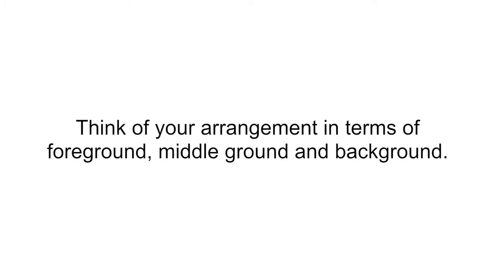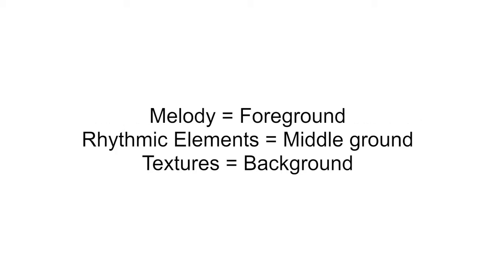Another concept to keep in mind, especially when mixing a track, is to think of your elements in terms of foreground, middle ground, and background. Usually your main melody would be in the foreground. Your rhythmic elements, like guitar and drums, would be in your middle ground, and any textures such as synthesizers or ambient sounds would be in the background. Again, we're trying to place the melody in the foreground and give it prominence.